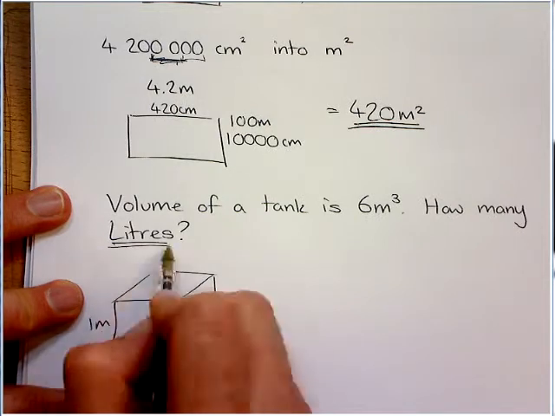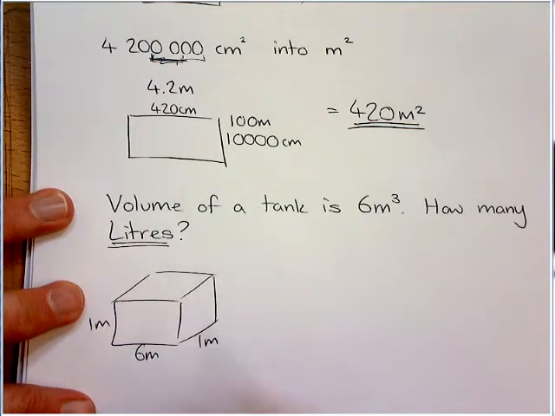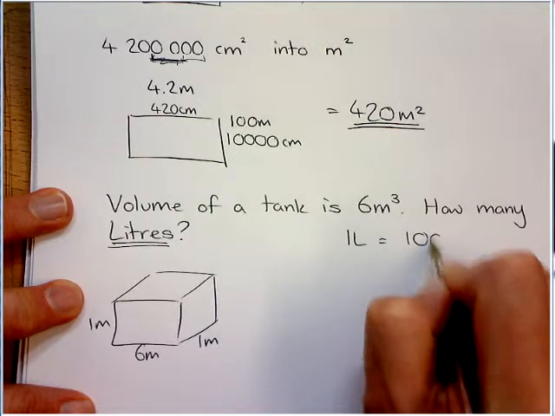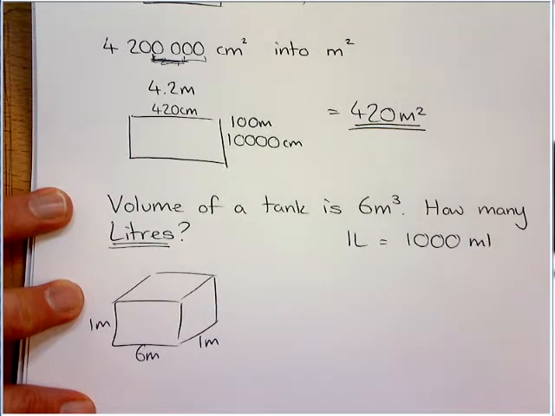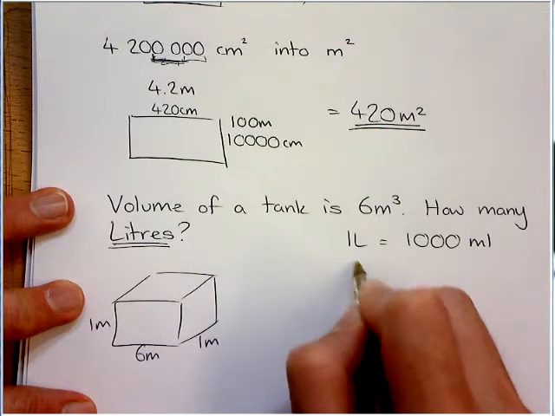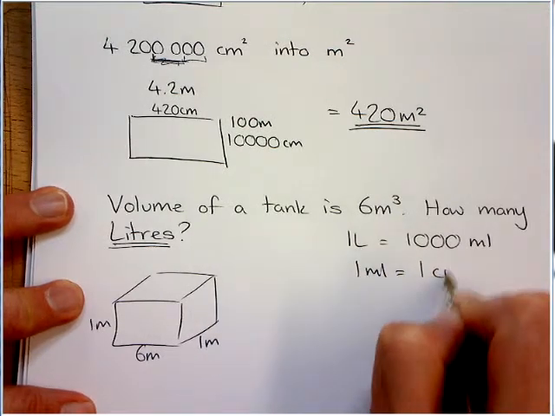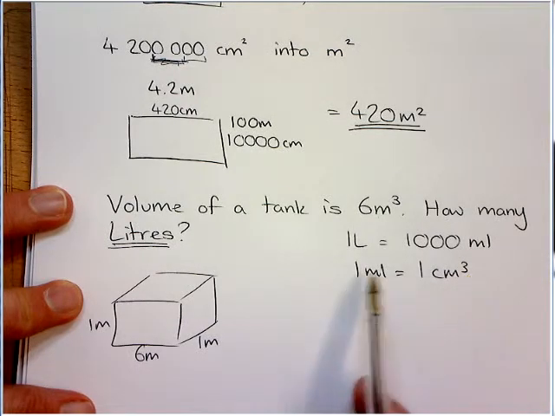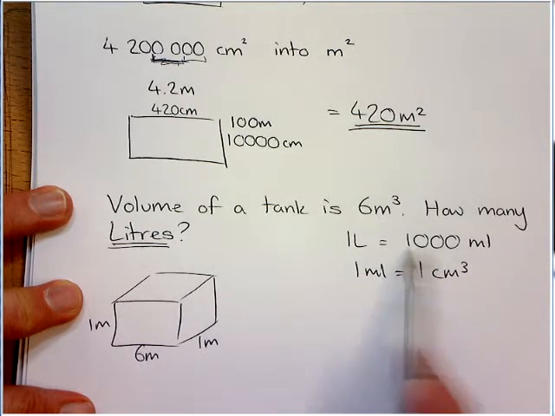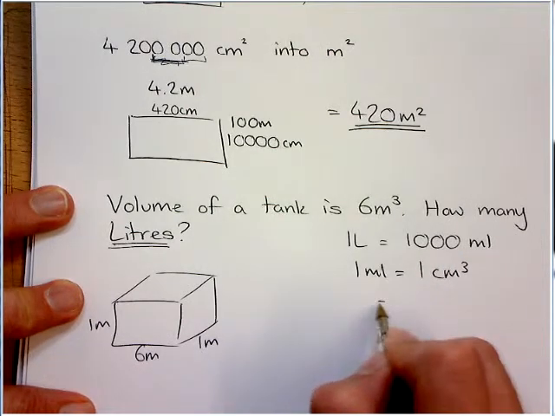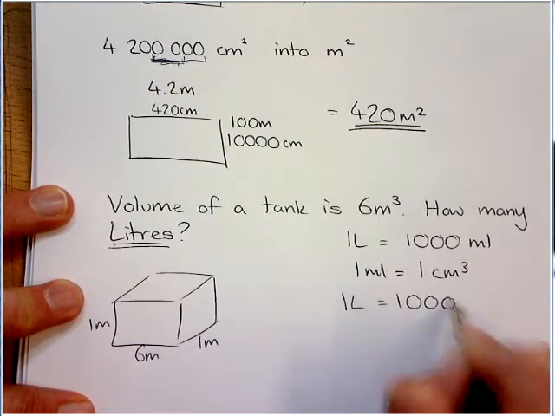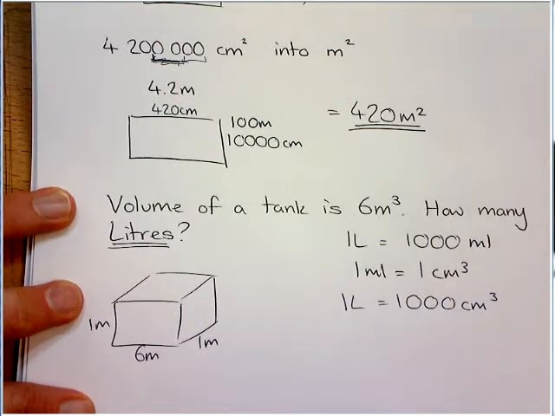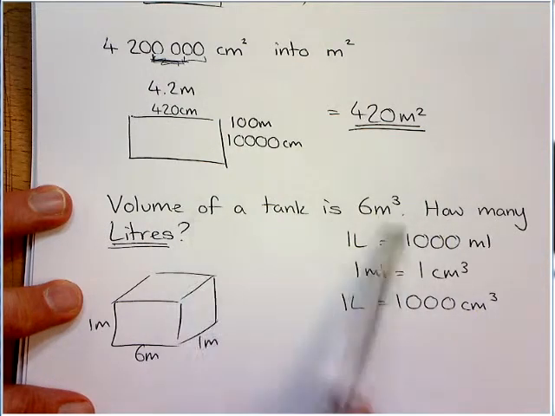But how many liters? Now, a liter you probably know is 1,000 milliliters. And 1 milliliter is the same as 1 centimeter cube. So a milliliter of water would fit in a centimeter cube. You can see here that these are the same thing. So 1,000 milliliters, so 1 liter, also equals 1,000 centimeters cubed. This question is actually saying convert it into centimeters cubed, but you have to understand the question. That's why this one is a bit harder.